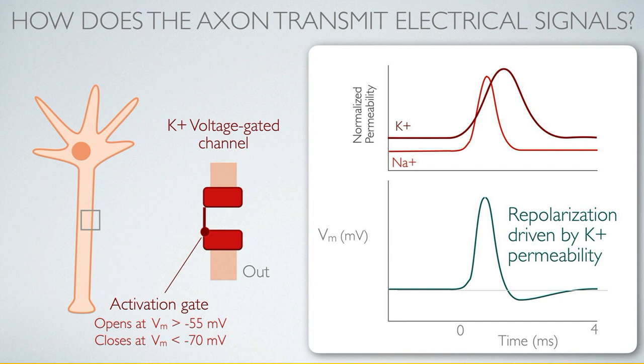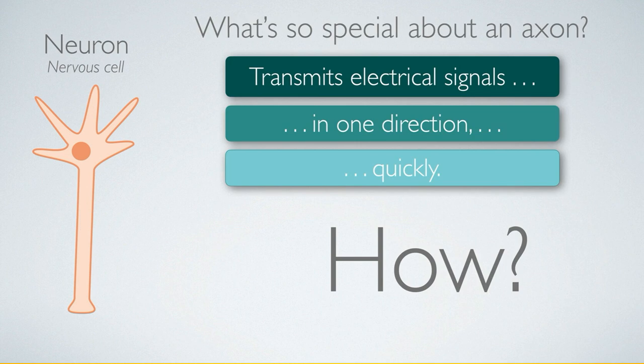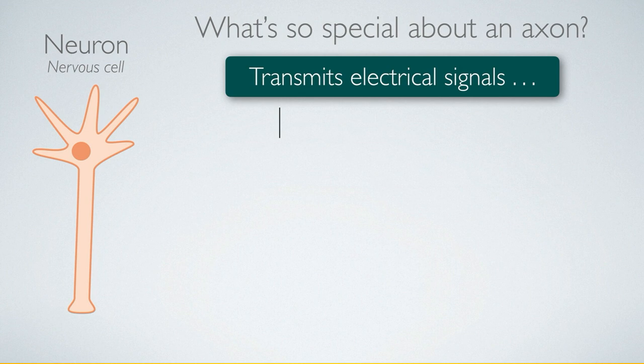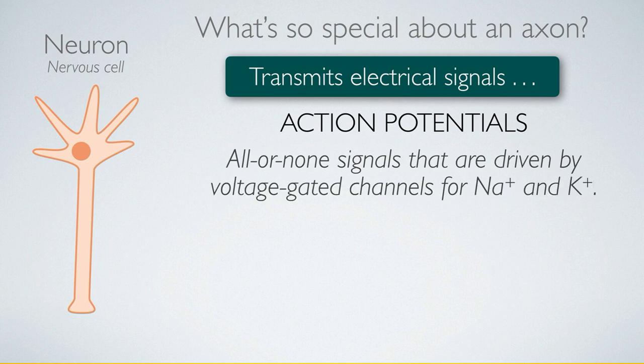Okay, so the question that we're interested in with this mini lecture is, what is so special about an axon? And in particular, how is it capable of transmitting electrical signals? We see that it does that through the generation of these action potentials, which are these all-or-none signals that are driven by voltage-gated channels for both sodium and potassium.